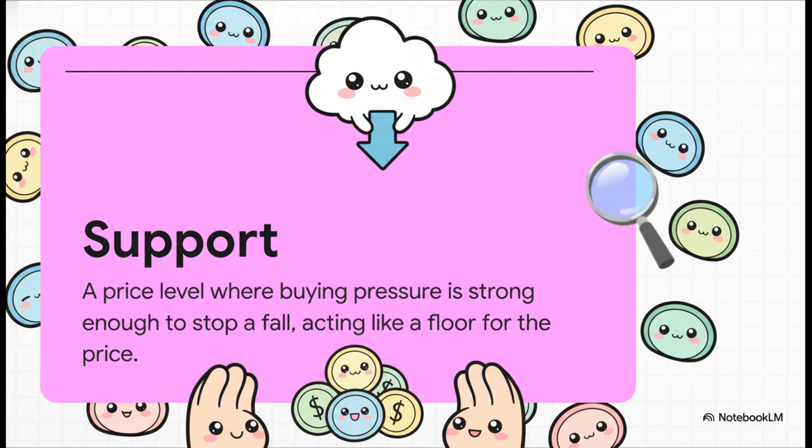Picture this. A price is dropping, and then thump. It hits a floor and bounces. Support is basically that floor. It's a price level where a whole bunch of buyers are just sitting and waiting, thinking, you know what, if it gets this cheap, that's a steal. I'm buying. And all that buying pressure, all that demand, is what stops the fall.